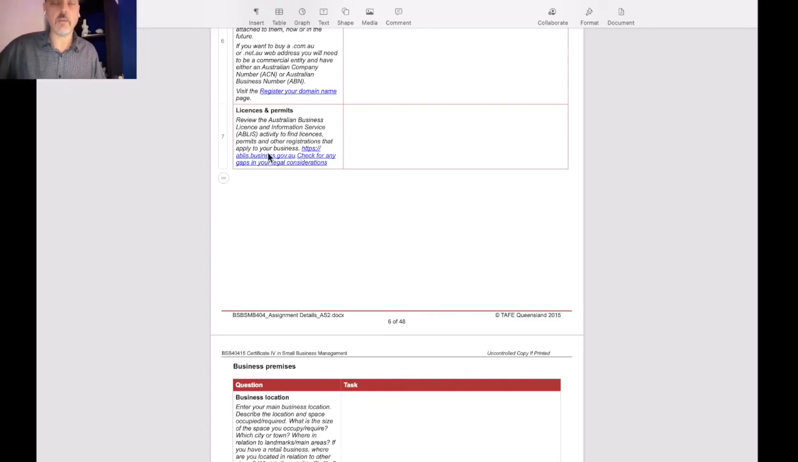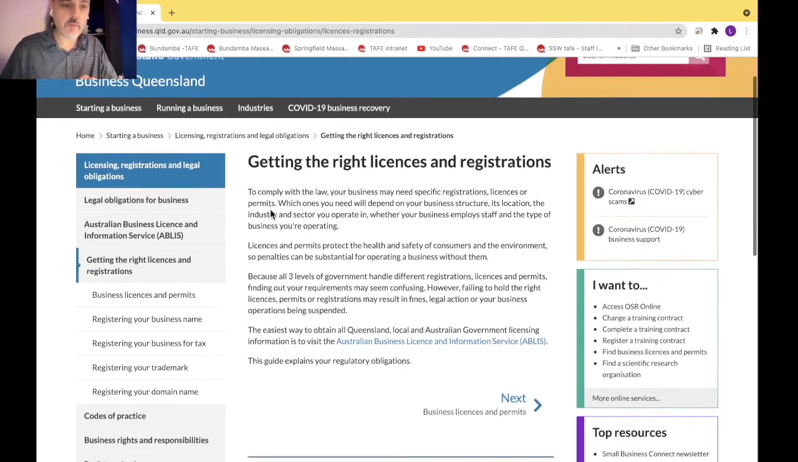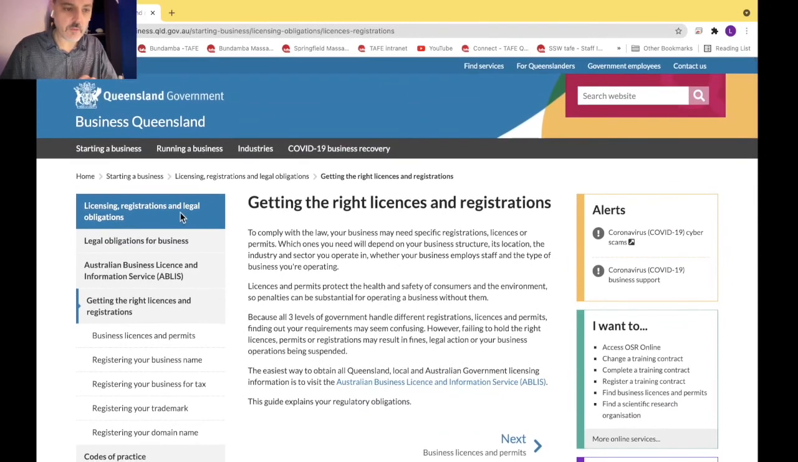Now, there is a business called Smart License that can help you determine some of those needs, as well as following this link here. Let's have a little look at one of those right now. Just really quickly, we'll take a peek. When I've gone and taken a look for Smart License, I've noticed that it was not one of the first ones to present itself in an online search. However, you can see here businessqueensland.gov.au, starting a business and licensing obligations.